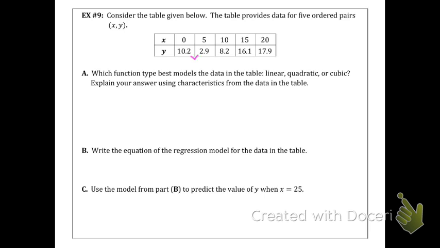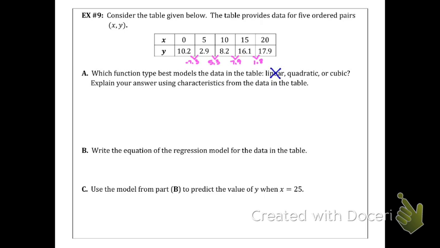So if I look from 10.2 to 2.9, we're going down by 7.3. 2.9 to 8.2, we're going up by 5.3. 8.2 to 16.1, we're increasing by 7.9. And 16.1 to 17.9, we're increasing by 1.8. Now let me point out, I'm not worrying about the x's because they're all increasing by even increments. They're increasing by 5 each time. If my increments weren't the same, then I would have to find the slopes here, do y over x for this first group, okay? Because they're the same, I'm not going to worry about them. All right, so those differences are not close to each other. So it is not linear.